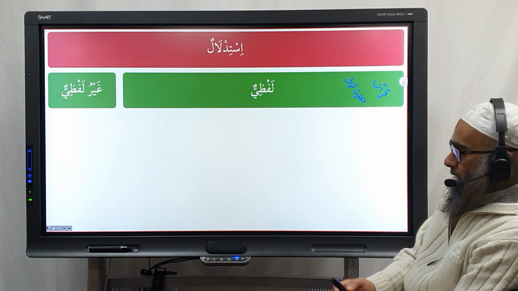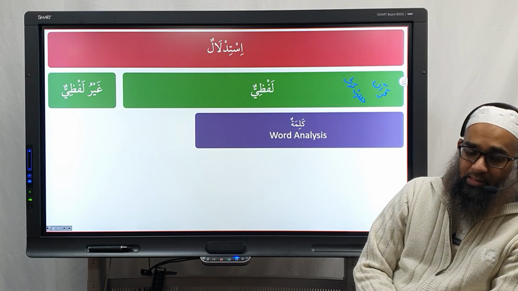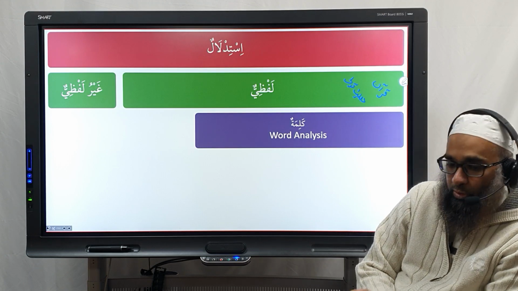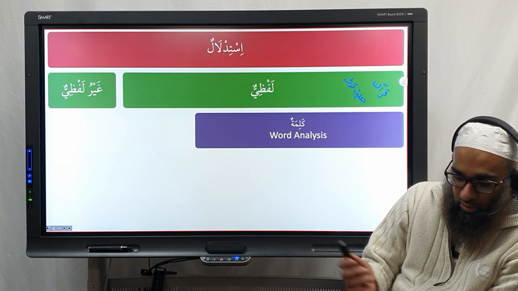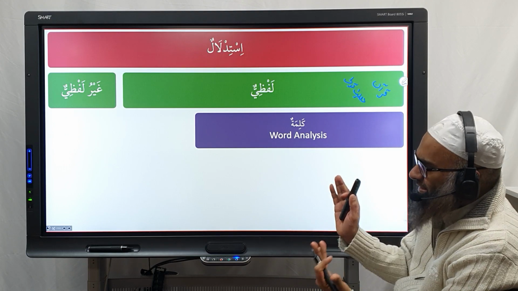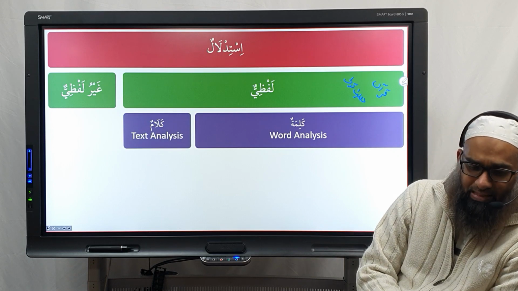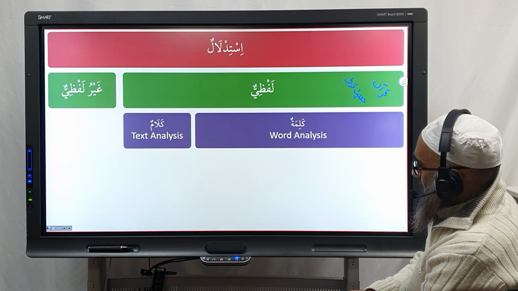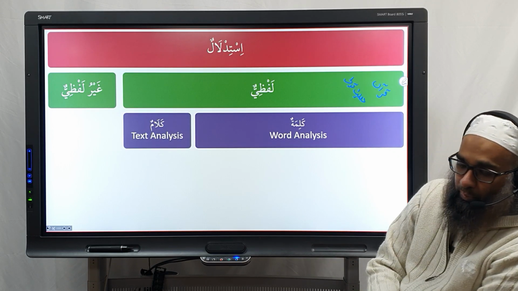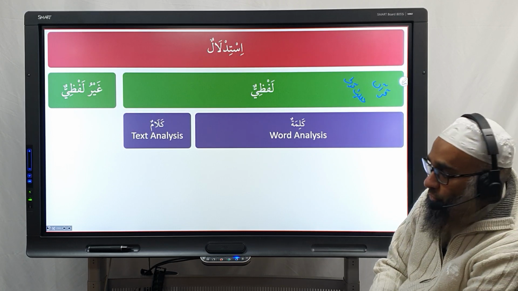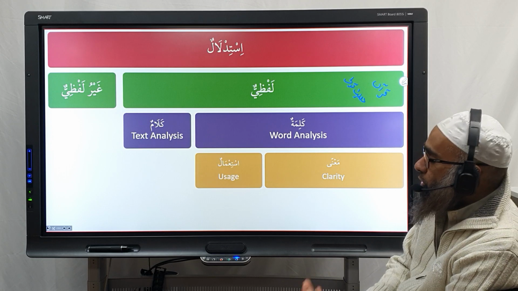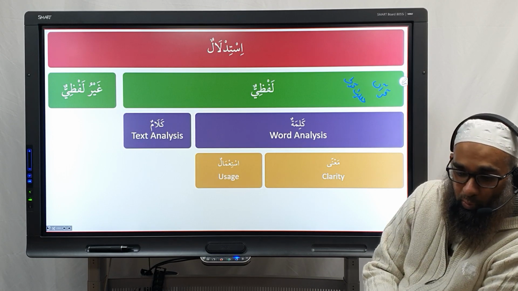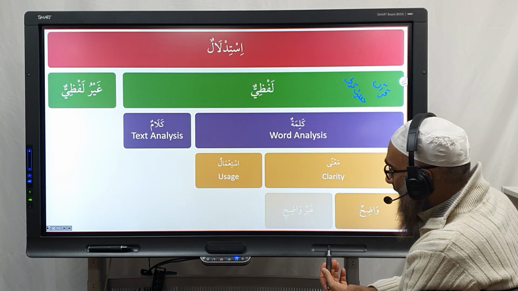Yes? And in here we said we can analyze words individually, each word individually, or we can analyze a sentence, or the whole jumla or the whole surah collectively, but mainly a sentence collectively. So kalam, you have a text analysis or word analysis. In word analysis, first of all, we need to determine the meaning of the word. Is the meaning known to us? What's the meaning of the word and the usage of the word? The meaning of the word can either be clear, wadih, or unclear.